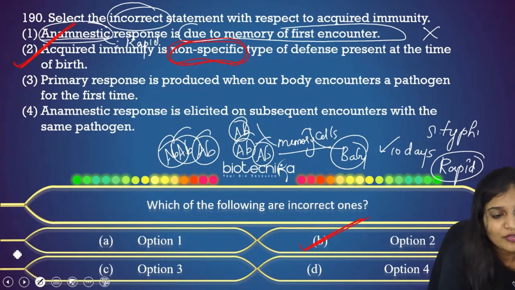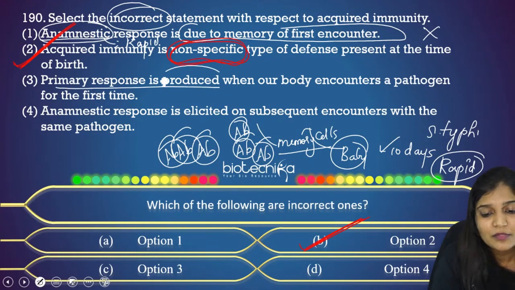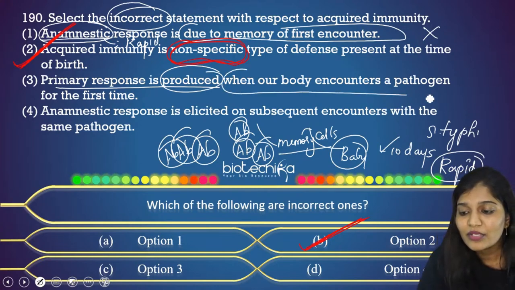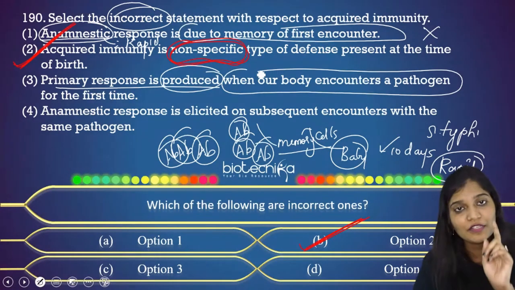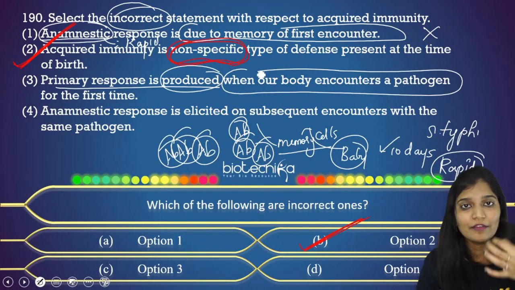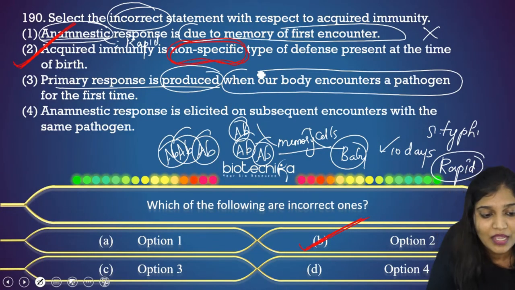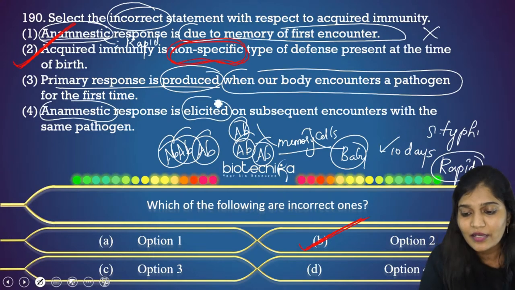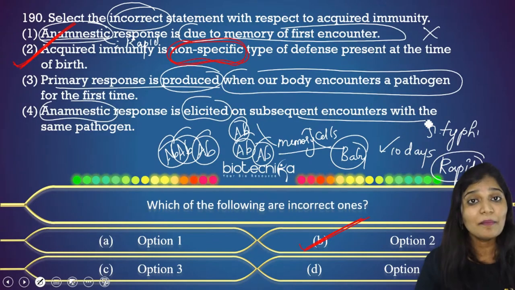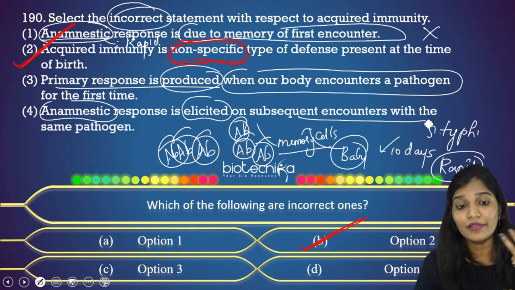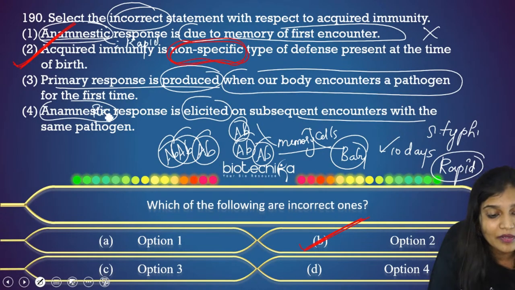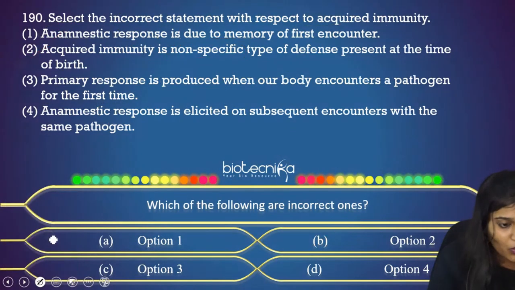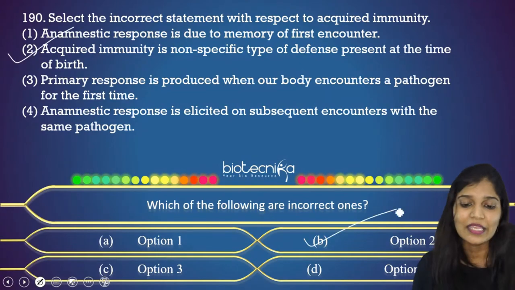Let us check option number 3. Primary response is produced, which means the first encounter, primary is first. When our body encounters the pathogen for the first time, correct? First encounter will happen only if Salmonella typhi or any infection comes for the first time. Rapid response, anamnestic response is elicited if they encounter the same pathogen again and again, second and third time. So this is also a correct statement, but you have to select the wrong statement. So the wrong statement is going to be option B, which is the second one.